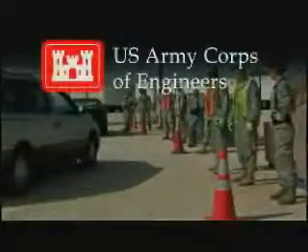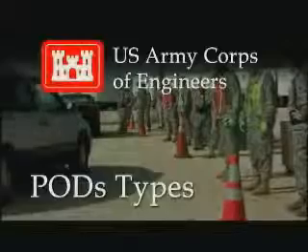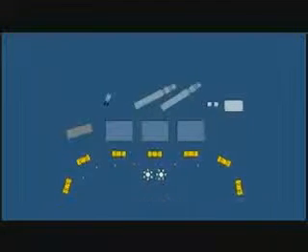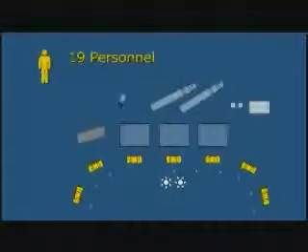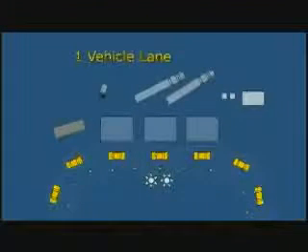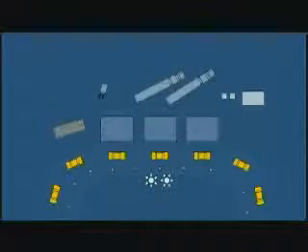The United States Army Corps of Engineers has developed a typing standard for PODs, which you may want to adopt. A Type 3 POD is the smallest. It is 150 feet by 300 feet. A staff of 19 personnel supports 3 loading points and 1 vehicle lane. This POD can serve 5,000 people per day.